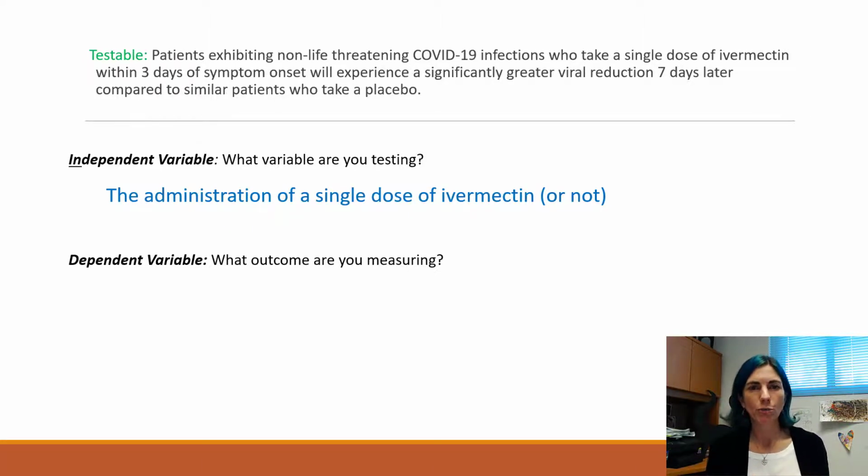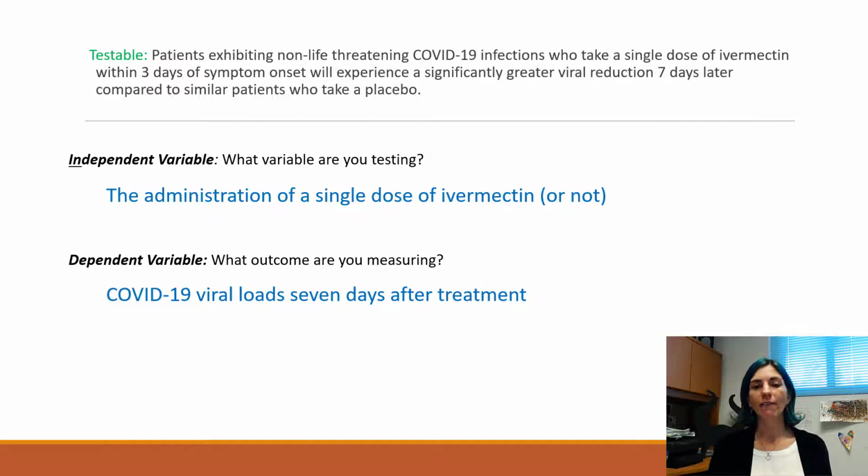What outcome are you measuring? The measurable outcome. So what are we measuring here? Well, we're going to measure viral load. So we are measuring viral load 7 days after treatment. We're not measuring death rates, we're not measuring ICU admissions, we're not measuring their age, we are measuring their viral load. That's the thing that we're really interested in.